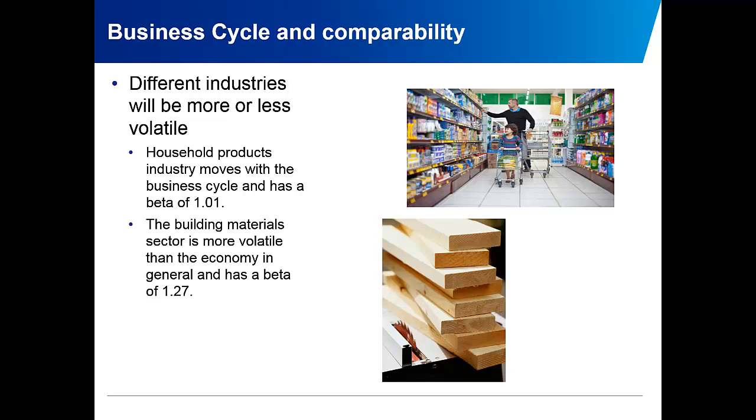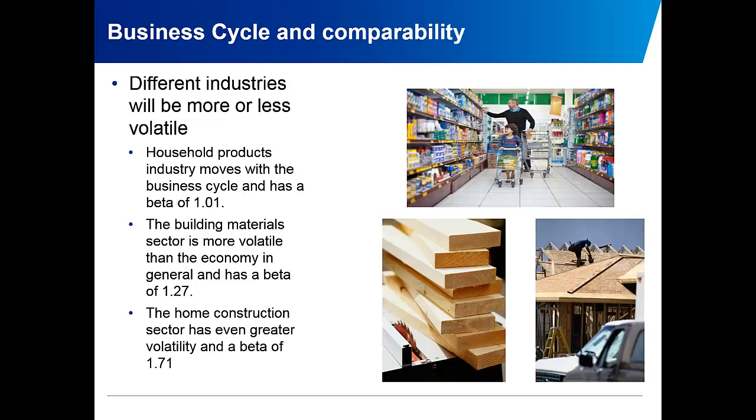So for example, building materials is a more volatile sector. If the economy goes up 3%, the building materials sector is likely to go up 4%. It's going to swing a little bit higher in the booms. It's also going to swing down a bit more in the busts. If we keep looking at some industries, the home construction sector has much greater volatility than, say, household products. It has a beta of 1.7. So it's really going to swing up during booms and swing down a good bit more during the downturns. And that's important to know if you're trying to determine which ones would be comparable to the others.